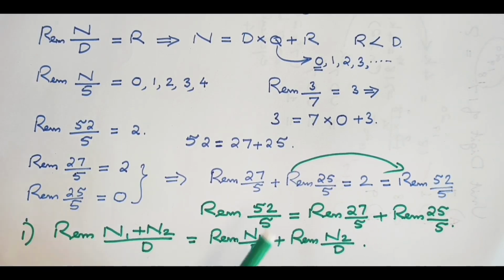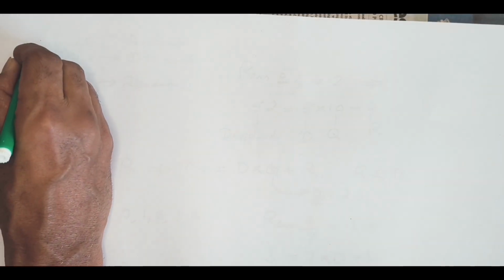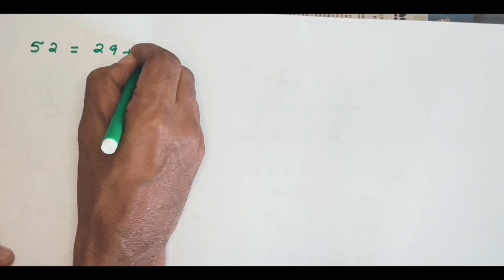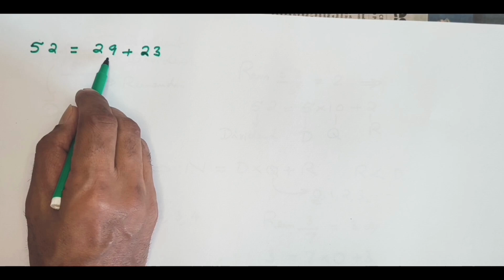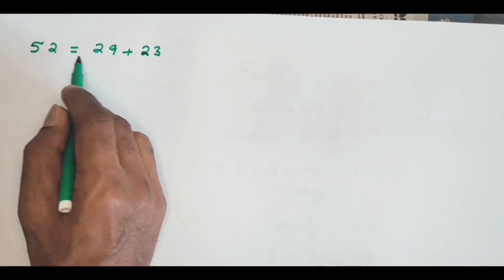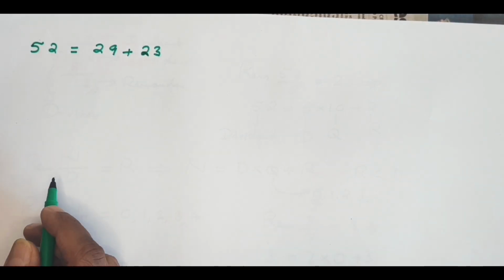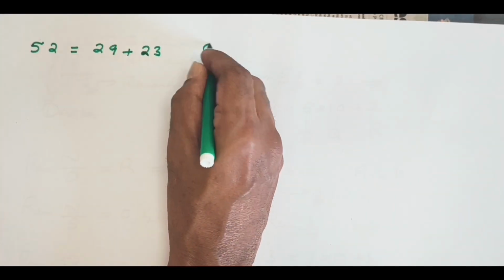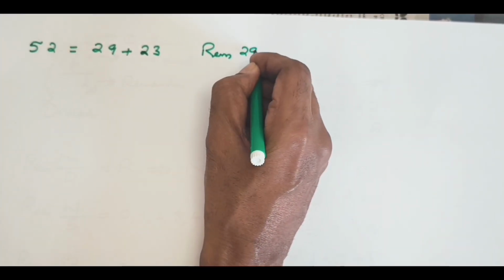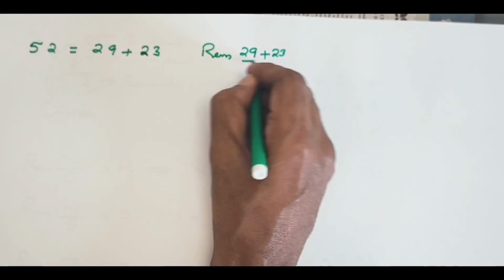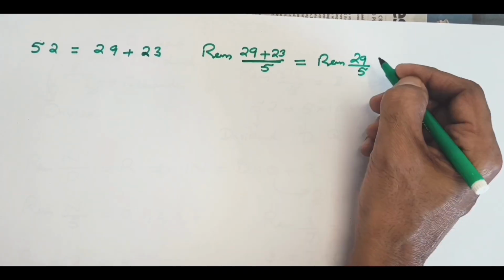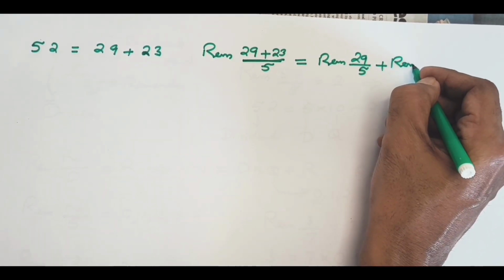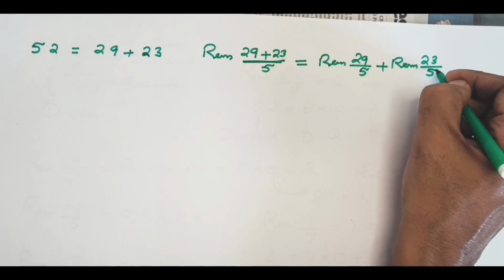I'll show you using the same example by splitting 52 in a different way. Let me split 52 as 29 plus 23. You can split it in any which way you want. Previously we had split it as 27 plus 25. Now I'm splitting it like this. Then let me apply the result I showed you before. See, remainder of 29 plus 23 when divided by 5 equals, using the result I showed you, 29 when divided by 5 plus remainder of 23 when divided by 5.